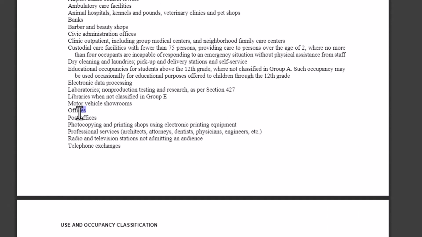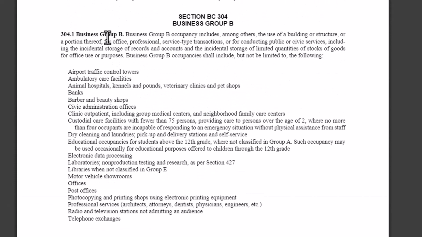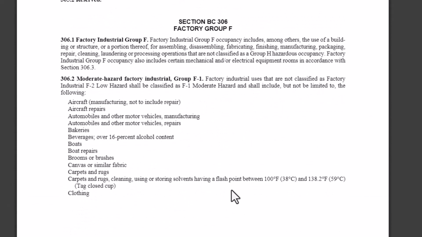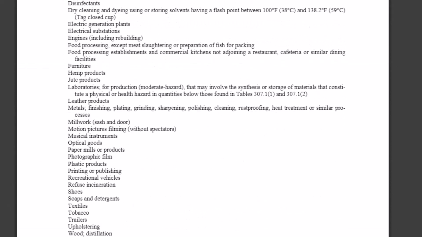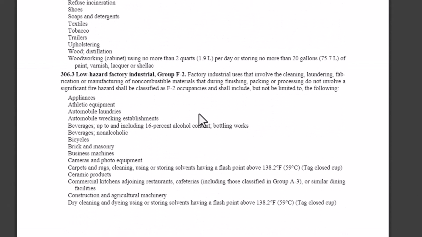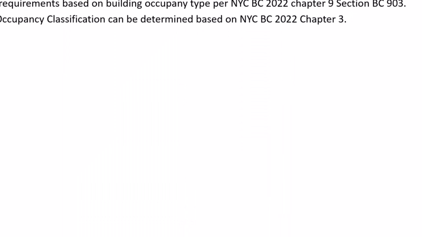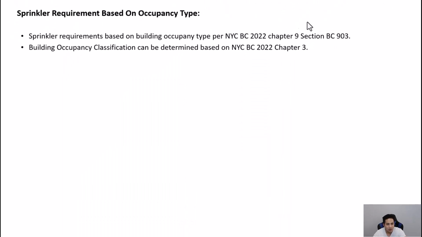And you can see it's just general offices. You can have banks, barbers, and beauty shops, electronic data processing, laboratories, motor vehicle showrooms, post offices. All of these would fall under the occupancy Group B type. So this is a chapter you would use to figure out what your occupancy building type is. And then you would go back to Chapter 9 to see what the requirements are for that occupancy group type to determine whether you have to install a sprinkler system or not.